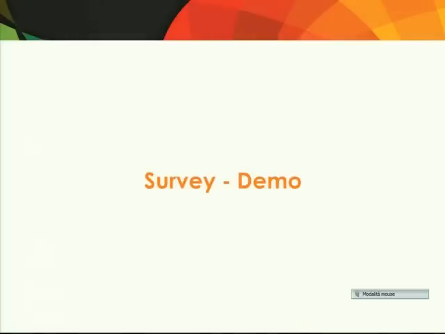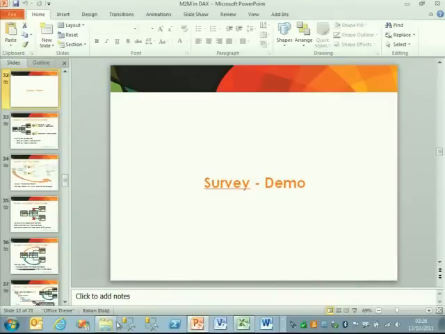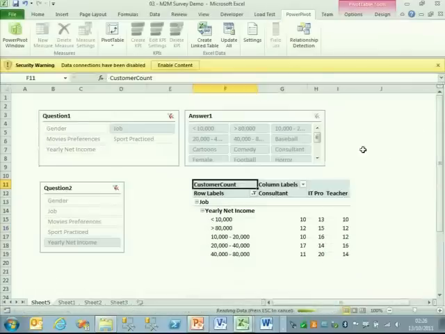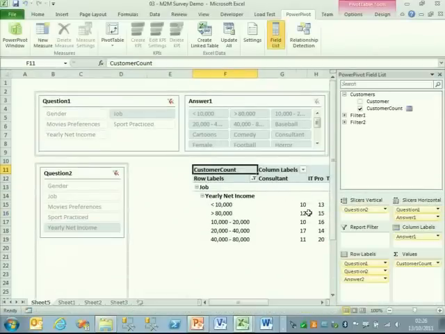As usual, let's take a look at the demo, which again is nothing very sexy. It just shows you some results.